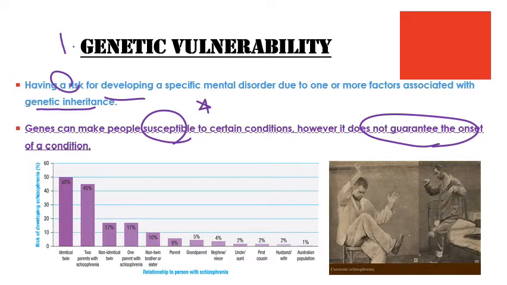Another example that we can look at is schizophrenia and the relationship with genetics there. What we can see in this graph is that the closer the degree of genetic relatedness to someone with schizophrenia, the greater the likelihood of developing schizophrenia. So we can see here, if you're an identical twin, then you have a 50% likelihood of developing the disorder.